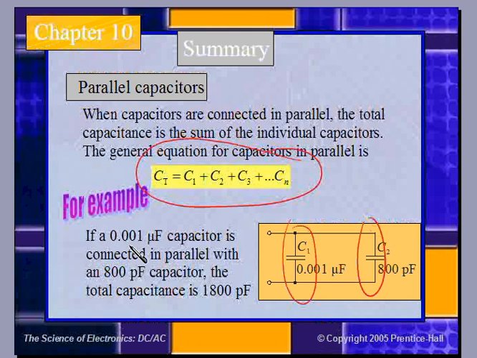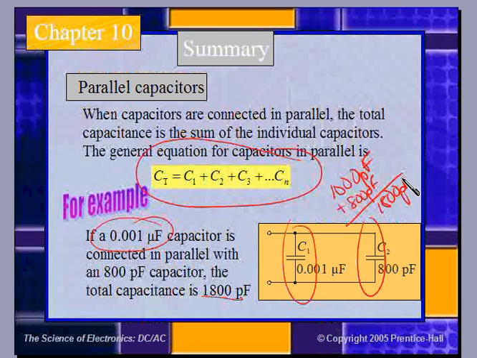So if a 0.001 microfarad capacitor is connected in parallel with an 800 picofarad capacitor, the total capacitance is 1800 picofarads. So 0.001 microfarads is 1000 picofarads, plus 800 picofarads gives you 1800 picofarads. Now notice that parallel capacitors are similar to series resistors as far as the math is concerned.